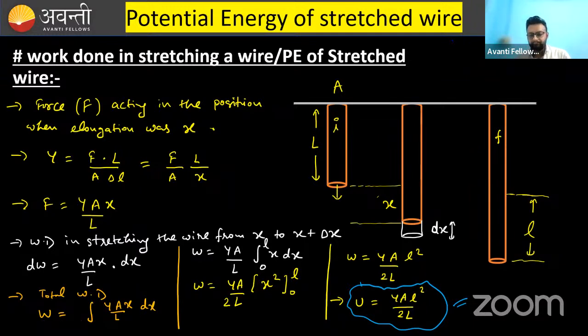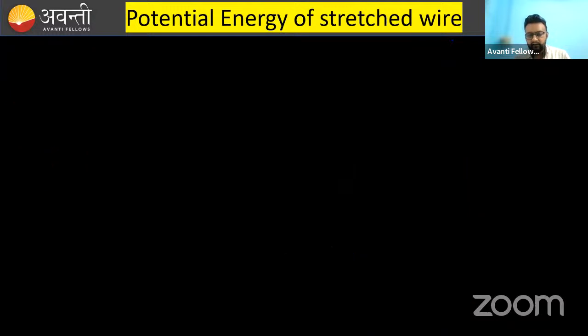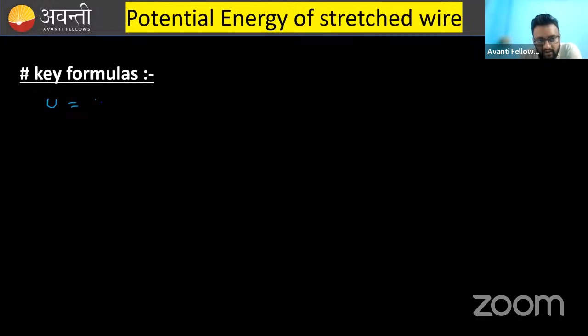So now moving further, you need to remember this relation: U is equal to Y a L square by 2L. Now again, moving on to the next slide. Key formulas. What we have studied till now is that the potential energy stored U is Y a L square by 2L. This is the potential energy stored in the wire.